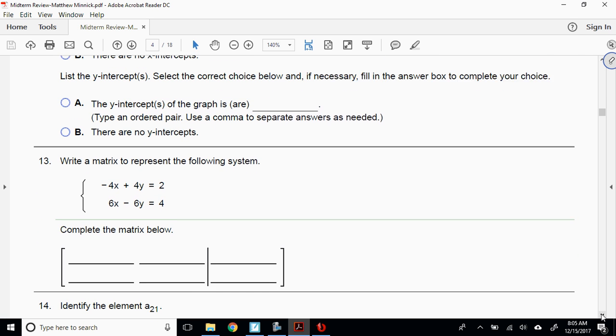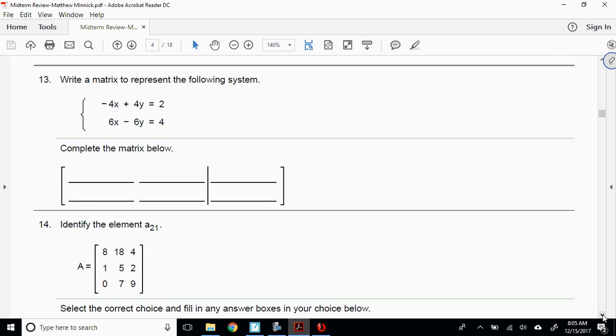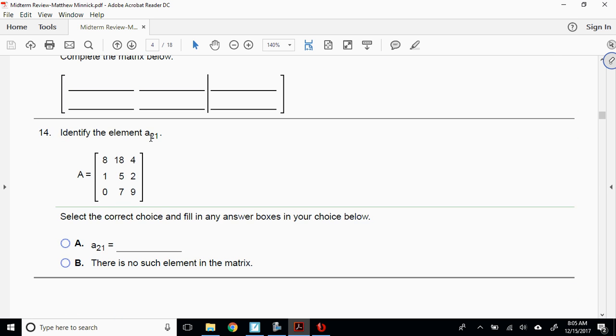13, you're just plugging in coefficients. First row of the matrix, negative 4, positive 4, and 2. Second row, 6, negative 6, and 4. That one's pretty straightforward. Number 14, identifying the element. Subscript 2 means the second row. Subscript 1 means the first element. So number 14, the right answer is 1. A sub 21 is 1.